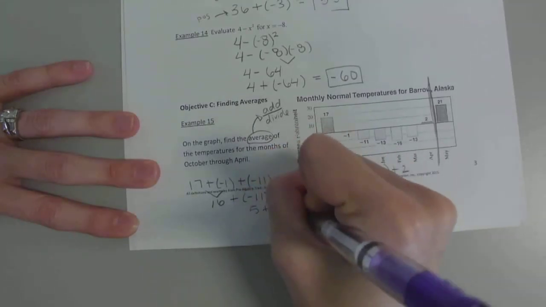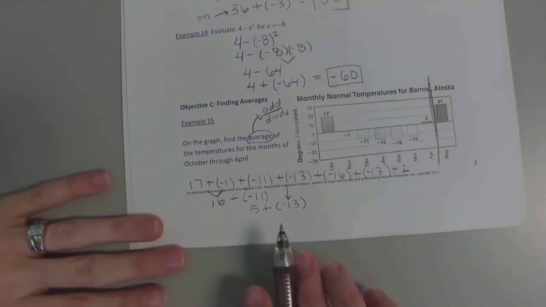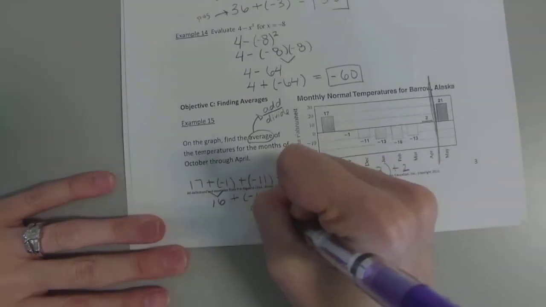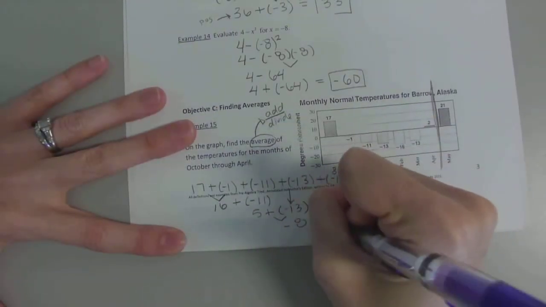Okay, and then I'm going to move him down. We just keep moving left to right. Okay, guys, it's the same thing. We're adding two opposite signs, so really we're subtracting. What's the difference between 13 and 5? Use your fingers if you have to. 8. Is it going to be a positive 8 or a negative 8? Negative, because the 13 is negative. So this ends up being negative 8. Bring him down.